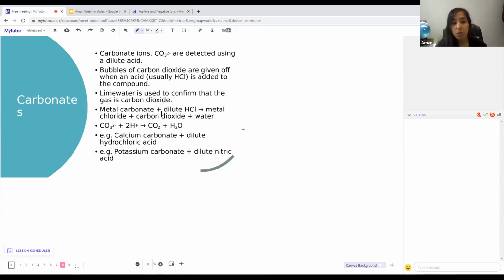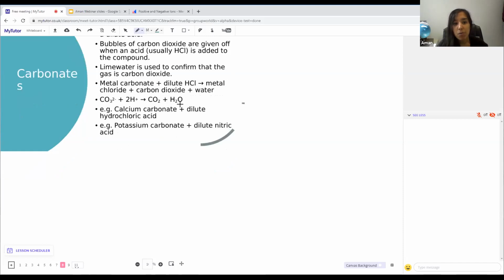Hopefully you remember from last week, we looked at the test for carbon dioxide: the bubbles of carbon dioxide, when they're given off, we bubble through lime water, which will turn cloudy. So the test for a carbonate ion is essentially if carbon dioxide is given off. When we see a gas produced, we then have to test whether it's carbon dioxide. So if a question asks you about the test for carbonate, we add dilute acid, and then we test the gas given off, and if it's carbon dioxide, then we know we have a carbonate ion present.